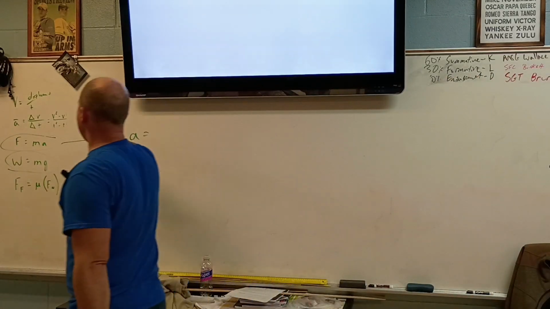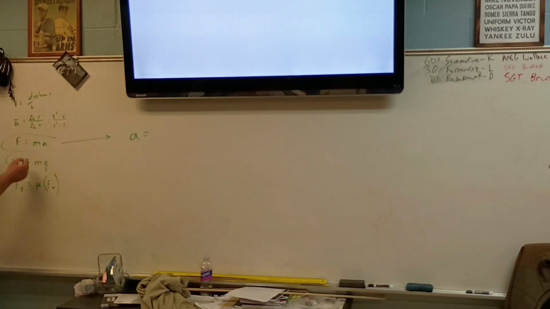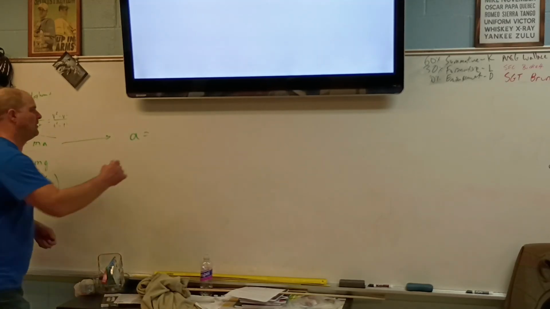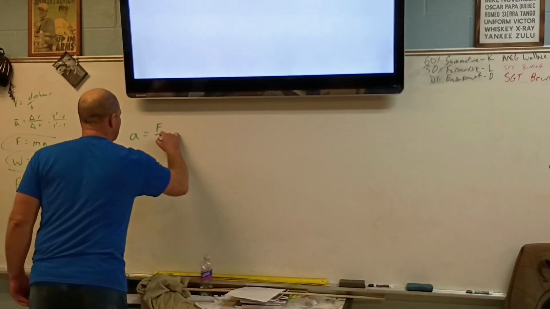Yes. Okay. Now, if you look at this, what would I have had to do if I left it in this form? I'd have to get the A by itself. How would I have gotten the A by itself? I would have divided the mass out, right? But I'd have to do it to this side too. So it'd be force divided by mass. Set it up that way to begin with.